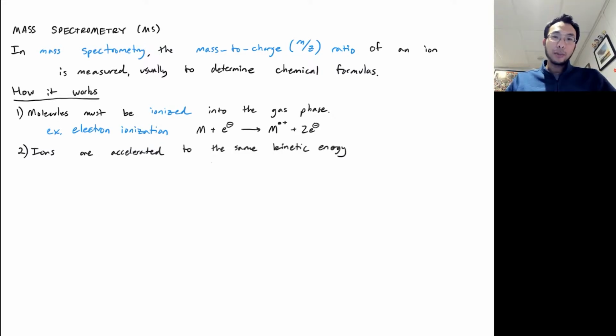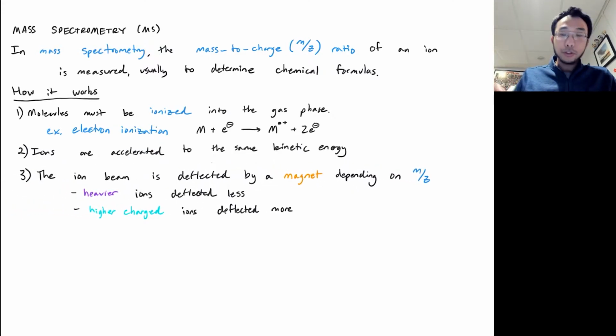So in the mass spectrometer, usually the idea is that you make these ions, they're in the gas phase, and then you accelerate them to be about the same kinetic energy and have them travel down some sort of a tube. And as they're traveling down the tube, this beam of ions will be focused, so it's a very narrow beam of ions going through the tube.